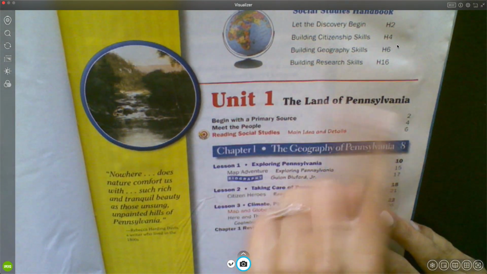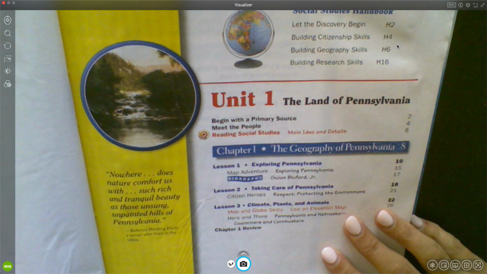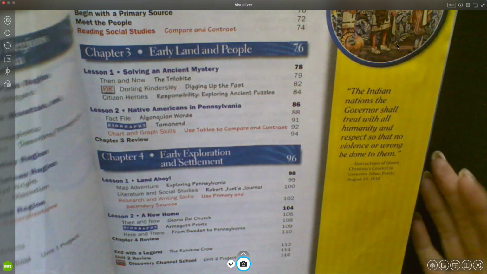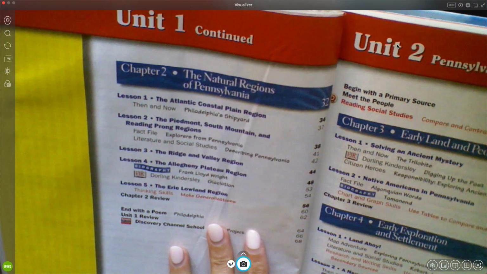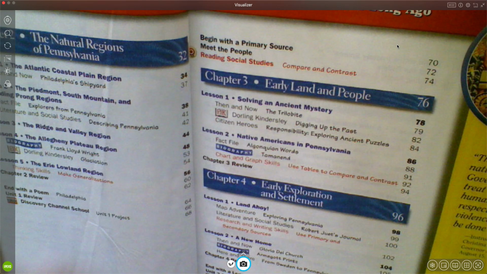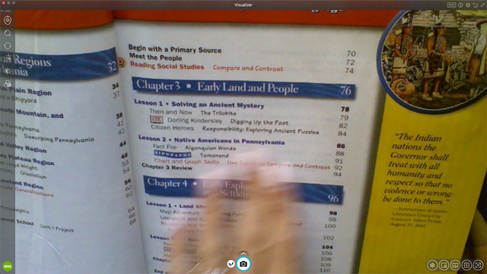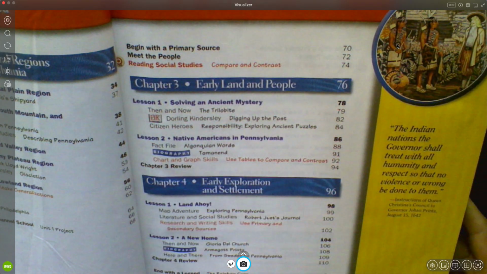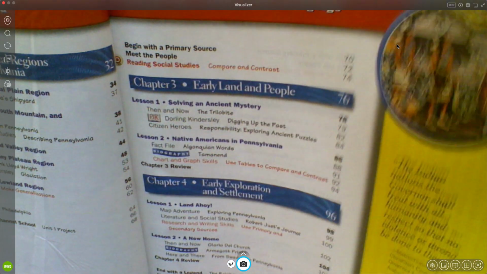So our first unit is going to be just about the land of Pennsylvania. So again, looking at what plants, what animals, where we're located, all of those different things. And then once we get done with that, we'll talk about the regions of Pennsylvania, and then we'll get into the early people who lived here, like the Native Americans, the explorers, and then we'll get into some different settlements that started.